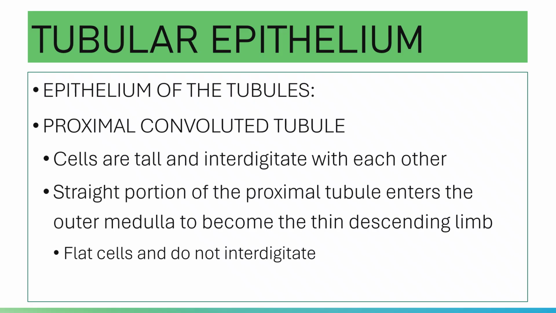Okay, and so the straight portion of the PCT enters the outer medulla to become your thin descending limb. This thin descending limb of the loop of Henle is lined by flat cells or squamous epithelium that do not interdigitate.